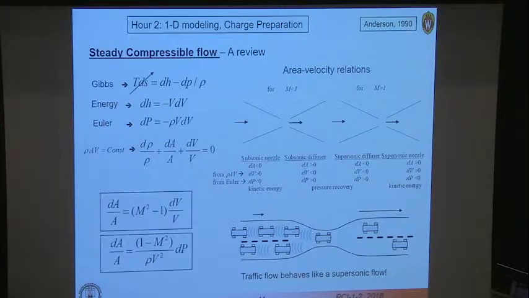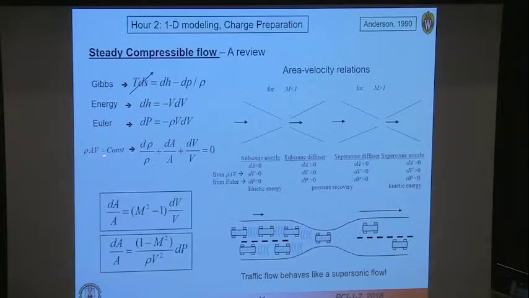There are no irreversibilities like friction. Then my Gibbs equation allows me to relate enthalpy and pressure changes. The energy equation I can use to get the enthalpy. And if I put these all together, I get what's called the Euler equation, which relates pressure changes to velocity changes in a flow.